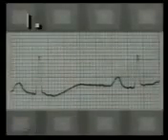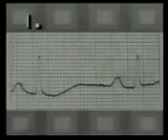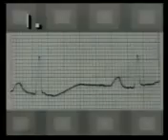Note the P wave in lead 2. It is 3 millimeters wide and 2.5 millimeters tall. So it is biatrial hypertrophy.